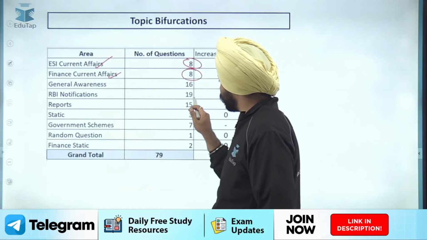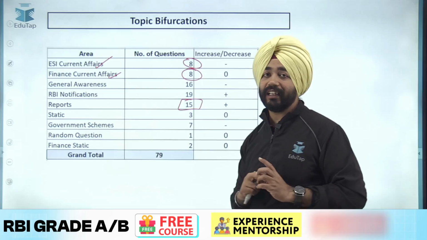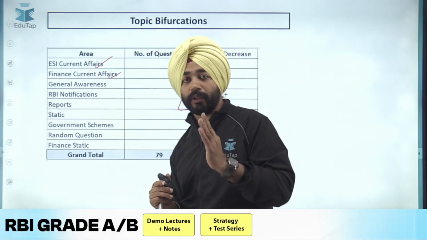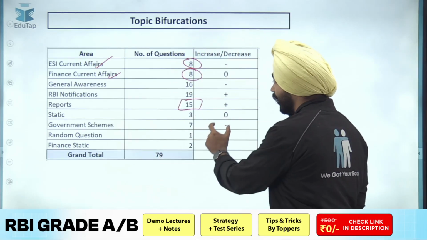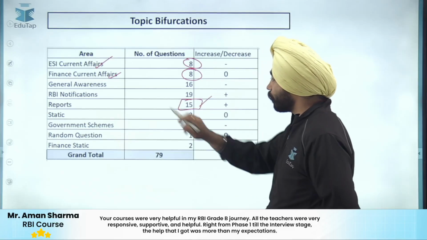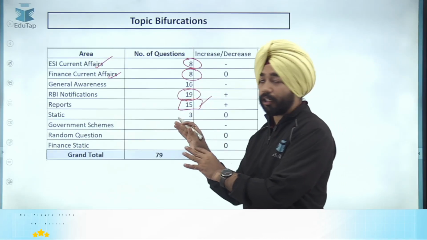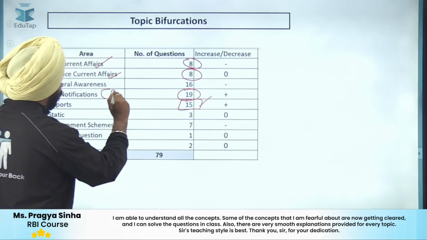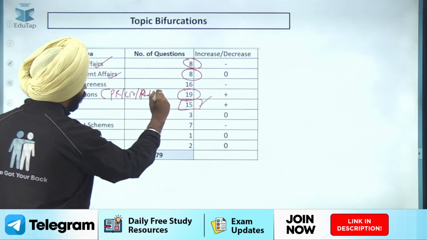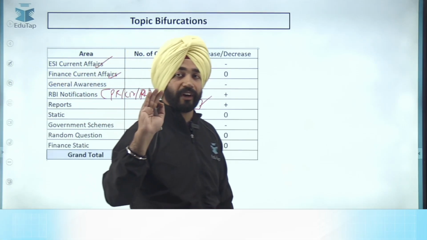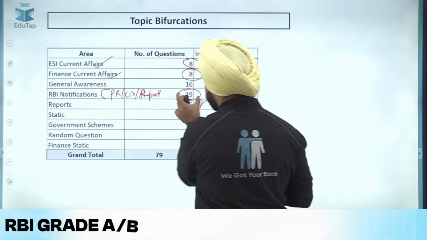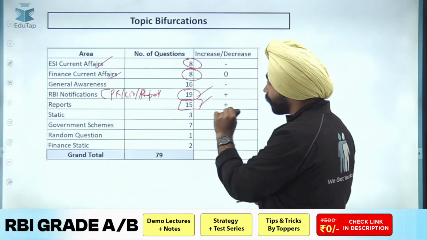Then comes your report section. This is one section where you guys have to be very, very attentive, because if you look at the examination of 2023-24, this is one area where the RBI is increasing its weightage. So reports are high. RBI notifications: when I talk about RBI notifications, I am saying press releases, circulars, or even reports of RBI. Because in these 15 questions, I have not included the RBI annual report and financial stability report. I have included all of them under the RBI website. 19 questions you can say are from RBI websites.